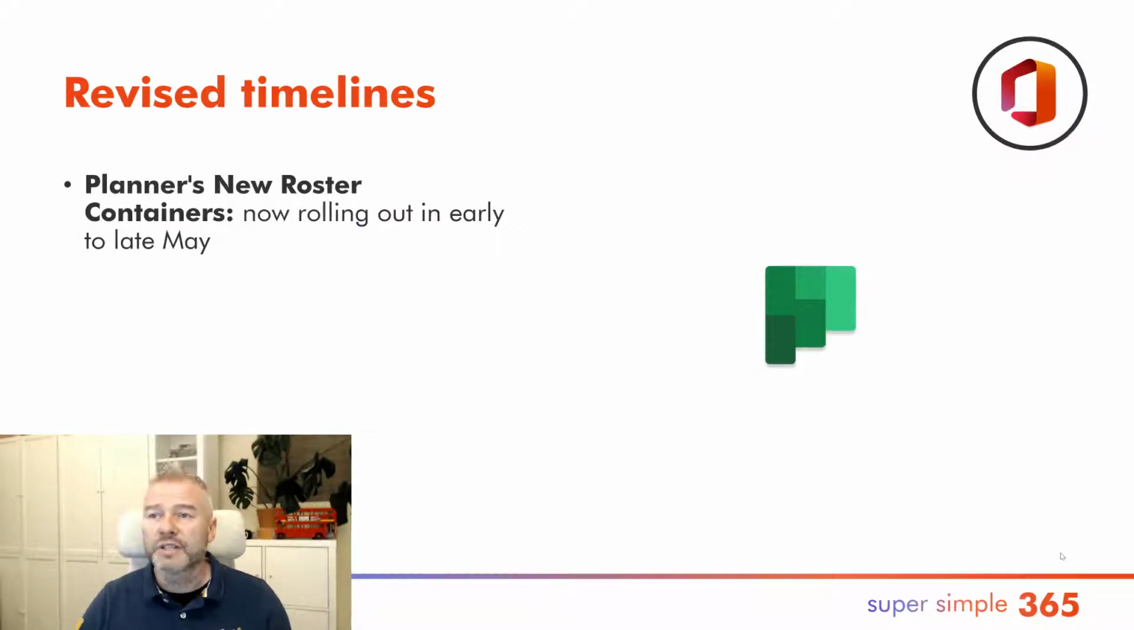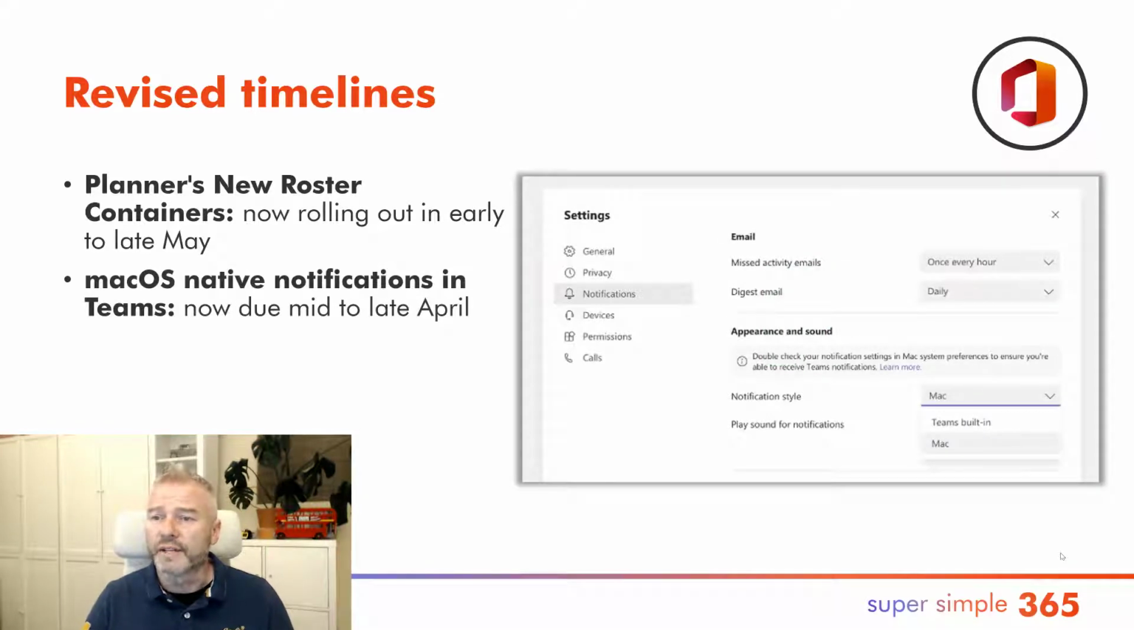So, Planner's new roster containers. They look really nice. I think that's a nice way to have your colleagues using Planner, but not creating a 365 group every single time they want to create a plan. The facility to have that will be coming out early to late May. I've talked about this before. You know that there's no user interface for it just yet, but at least they're starting to get on with it. So next month you can look out for that.